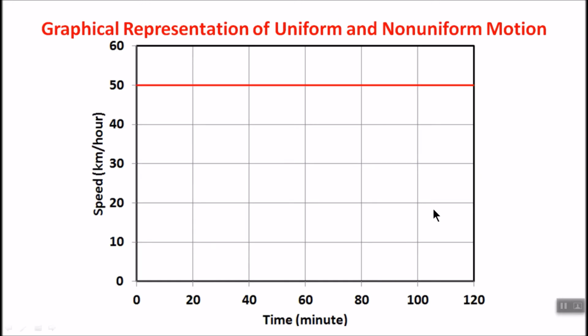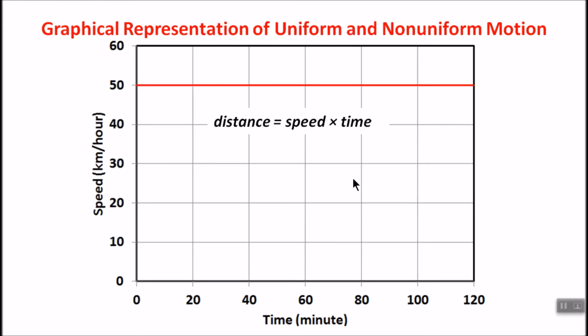And now we come to the graphical representation of uniform and non-uniform motion. For a uniform motion, on the y-axis we have speed or velocity, and on the x-axis we have time. So this graph shows a uniform motion with a constant speed or constant velocity of 50 km per hour. So the distance covered will be speed into time. Here we see that the speed or velocity is 50 km per hour, throughout it is constant, and time taken is 2 hours.